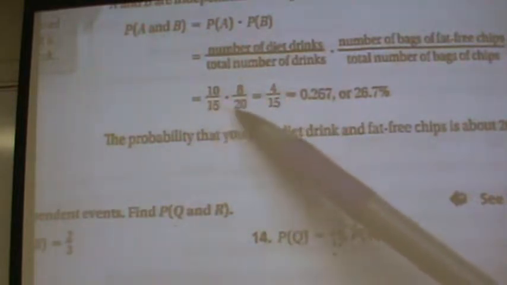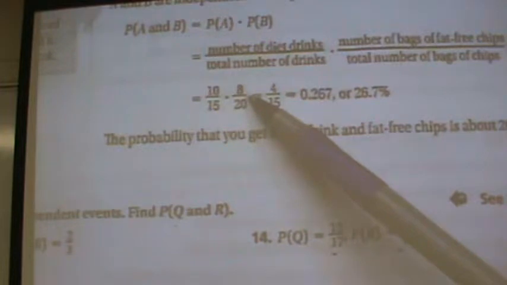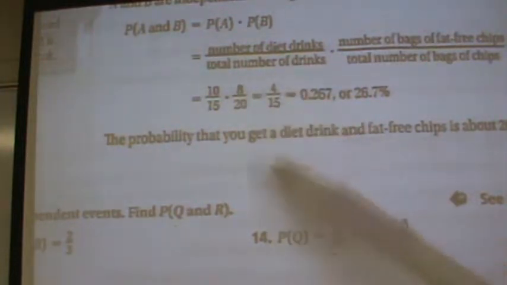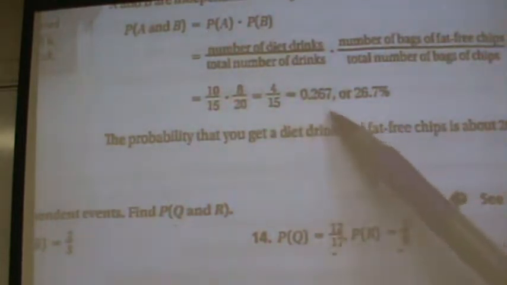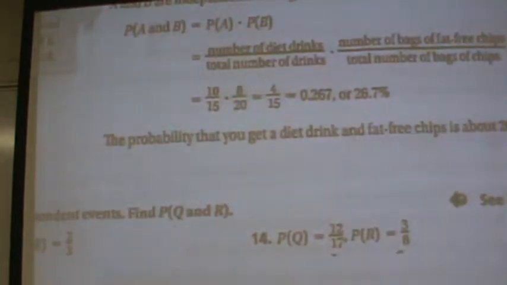So you take the individual probabilities and you multiply them together if they're independent events. Now make sure you can write this as a fraction, as a decimal, and as a percent, okay? So in this case, it's 26.7% chance that you're gonna pick a diet soda and a fat-free chip, okay? So let's practice these on this page, 13 through 17.